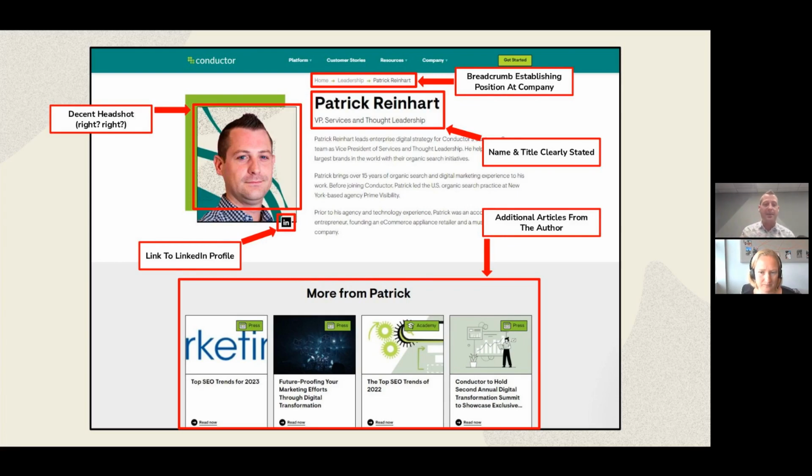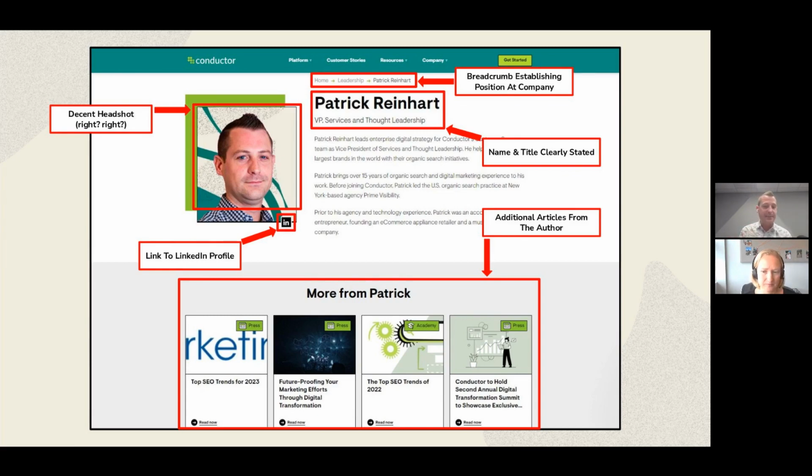And then, also looking through that, you can see the breadcrumbs: home, leadership, Pat Reinhart. They understand who I am at Conductor. Okay, so now Pat is a 20-year vet in SEO, and he's also a VP at Conductor. So he's a leader in SEO-focused technology, and we know his career history.